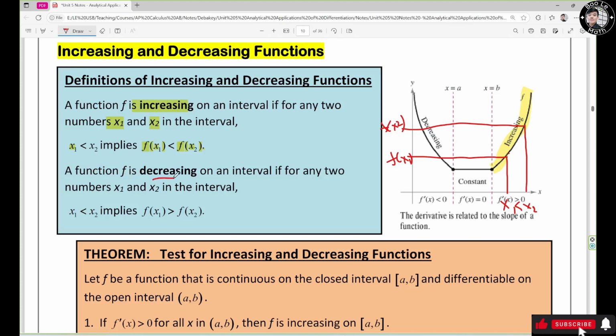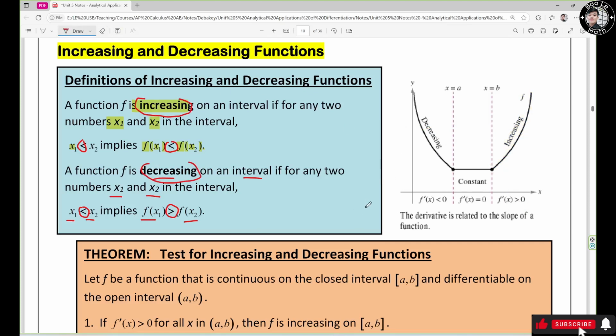A function f is decreasing on an interval if for any two numbers s1 and s2 on the interval such that s1 less than s2 implies that f of s1 greater than f of s2. You see that the direction of this guy and this guy are opposite. If they have the same direction, it's increasing. If they have opposite direction, it's decreasing. Now suppose I have s1 right here and s2 right here. You see that s1 less than s2, but f of s2 less than f of s1. So you need to be careful.